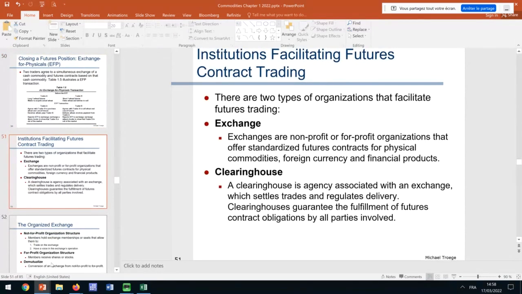As I explained before, there are basically two things that are important. There is the exchange, so this is where these contracts are listed, and this is where you can find bids and asks.